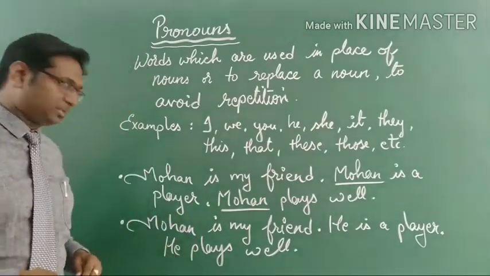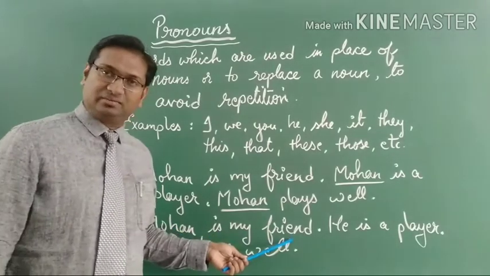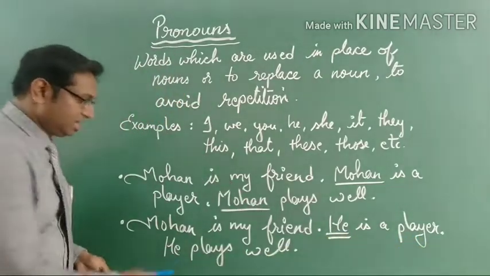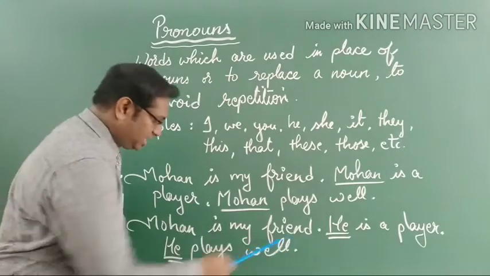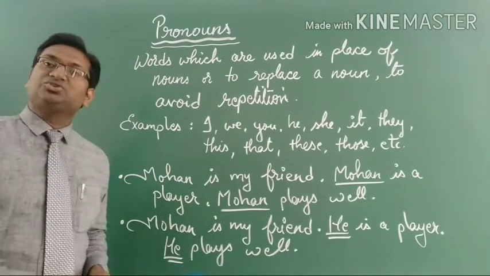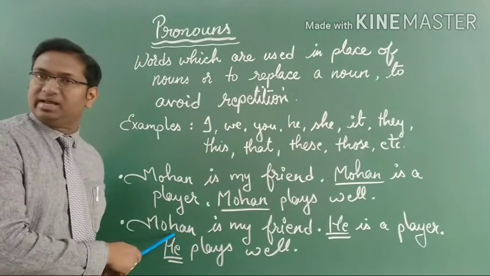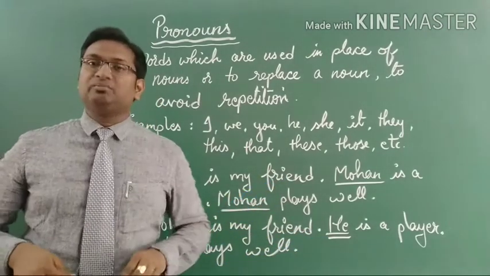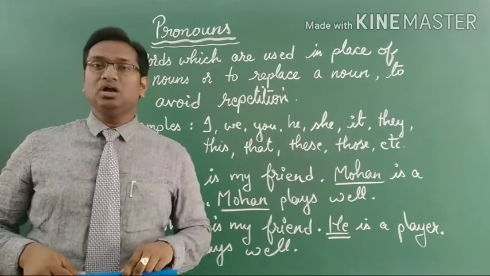Now see the correct example. Mohan is my friend. He is a player. He plays well. Over here we have used "he is a player" and "he plays well" just to avoid repetition. First we have used Mohan as a subject, but the second time and the third time we replaced Mohan with the word he, and here he is your pronoun.